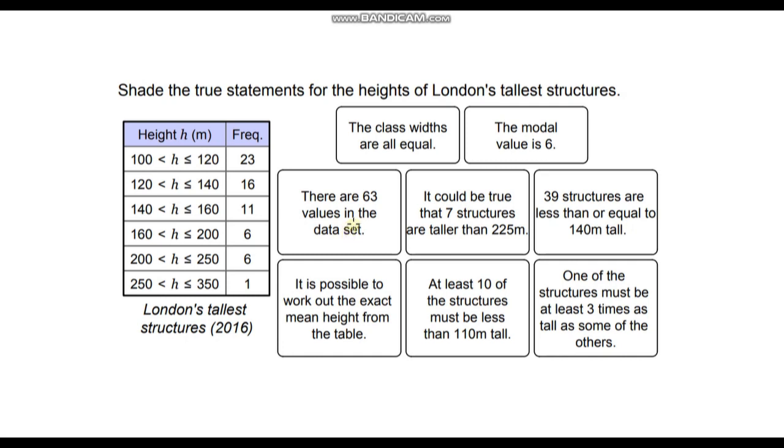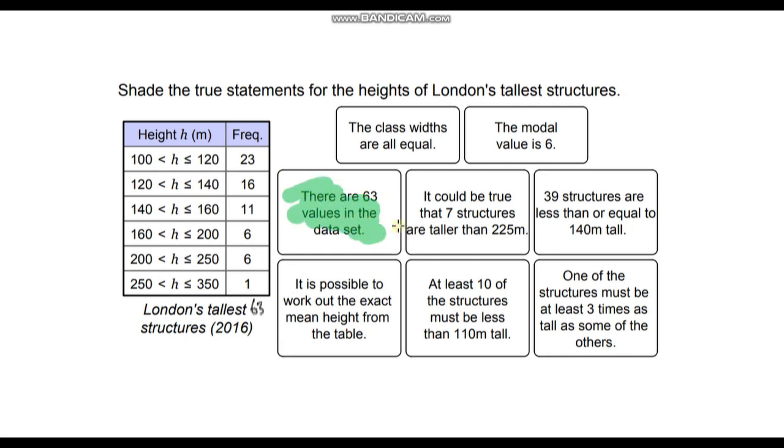Well, to calculate the total number of values, we just need to add up all of the frequencies. So 23 plus 16, that's 39. Plus 11 is 50. 56, 62, 63. So the total value is 63. So I can shade this one as being true.